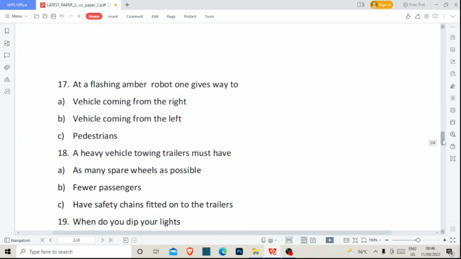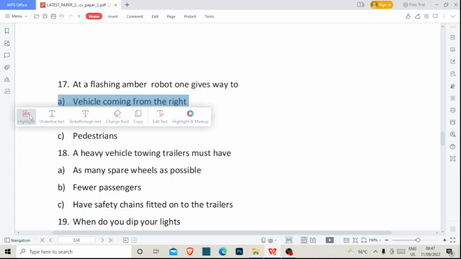Now number 17. At a flashing amber robot, one gives way to option A, vehicles coming from the right, B, vehicles coming from the left, C, pedestrians. So at a flashing amber robot, you give the right of way to vehicles coming from the right. So this is our correct answer.